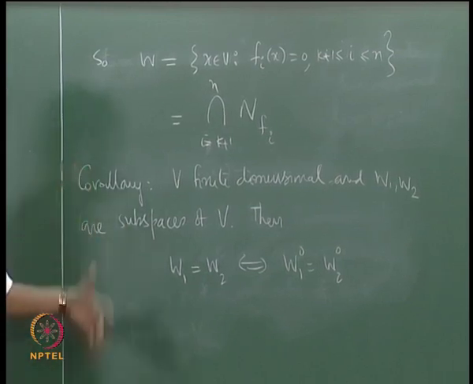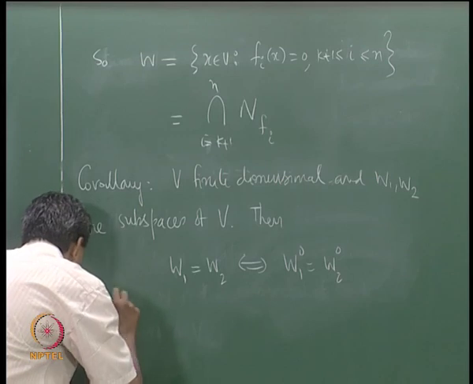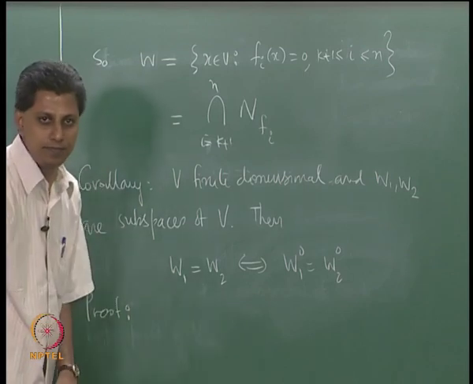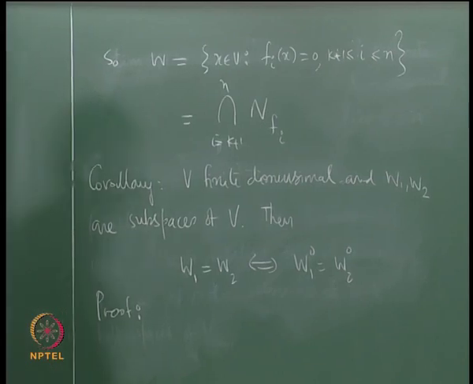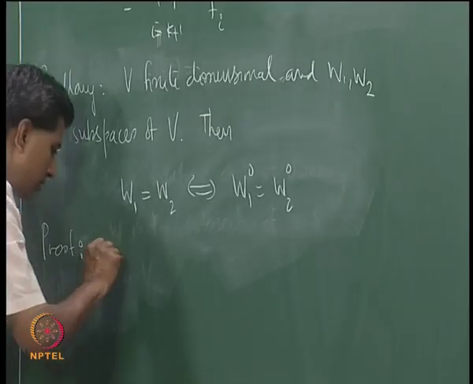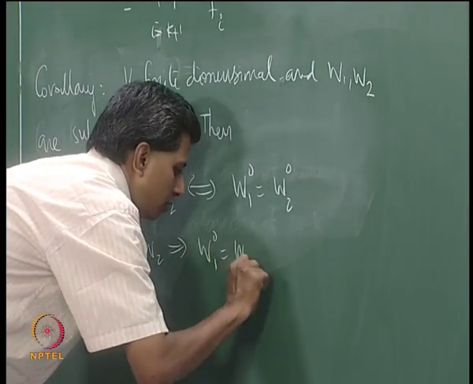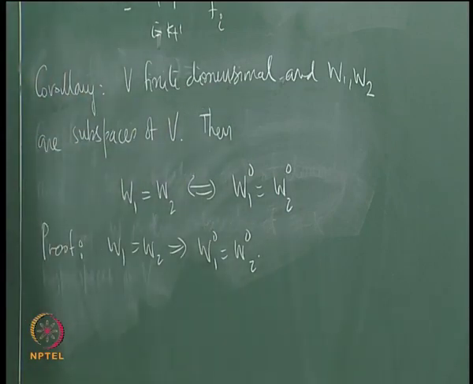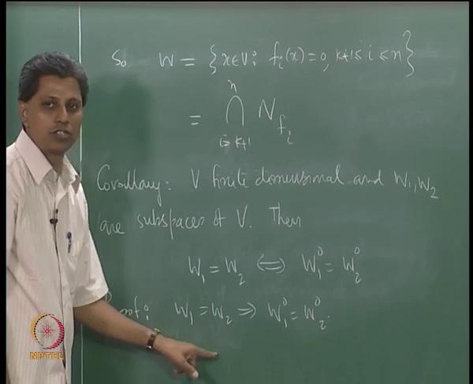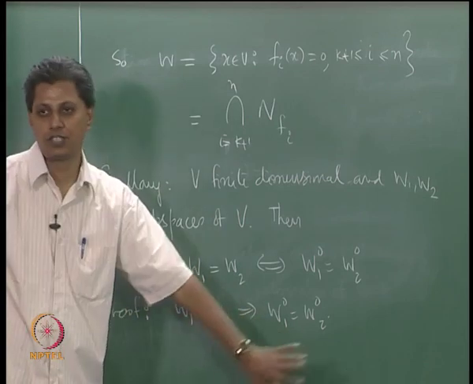This again uses the proof of the previous theorem. Out of which one part is easy. If S is equal to T, then the annihilator of S is equal to the annihilator of T. That is easy to see. So W1 equals W2 implies W1 0 equals W2 0. Annihilators must be the same. Okay. It is the converse that is non trivial here. To prove the converse, what we will do is assume that W1 is not equal to W2, and show that W1 0 is not equal to W2 0.